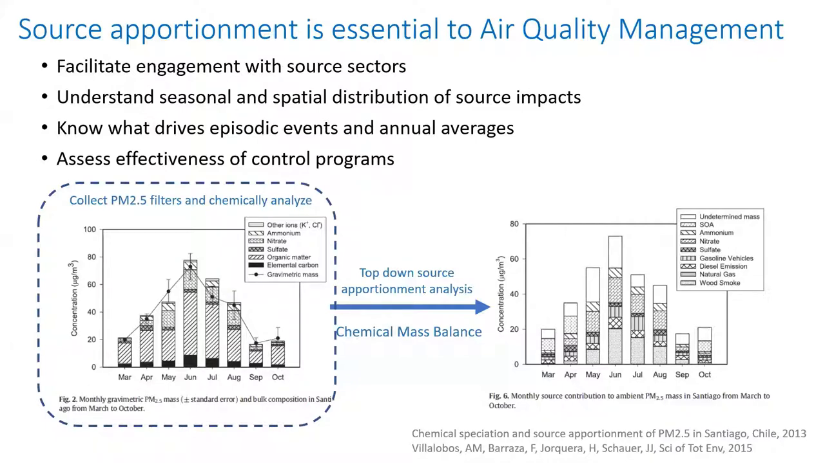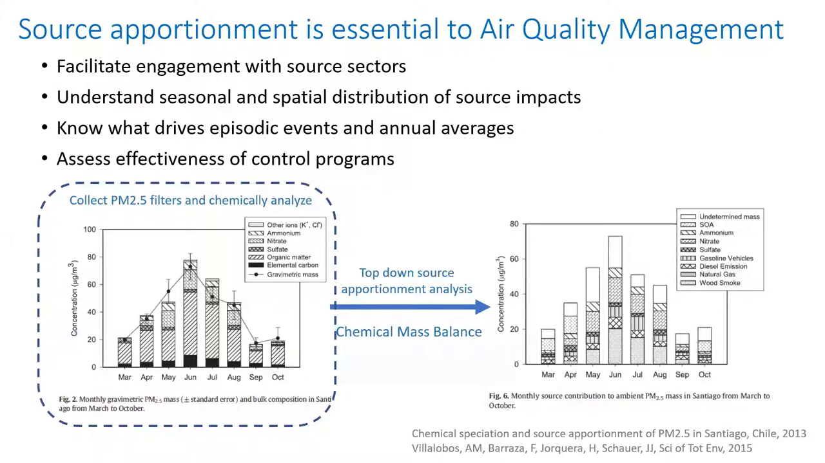And I'm showing here a figure from a paper that was written in regards to this idea of monitoring and source apportionment. It was Jamie Schauer and a group in Santiago, Chile, where they collected half a year of PM2.5 filters, and then they chemically analyzed them, and then they used the chemistry in a top-down source apportionment model called the chemical mass balance model, and I'll describe all this more later, to figure out the origins of the pollution at different times of year.